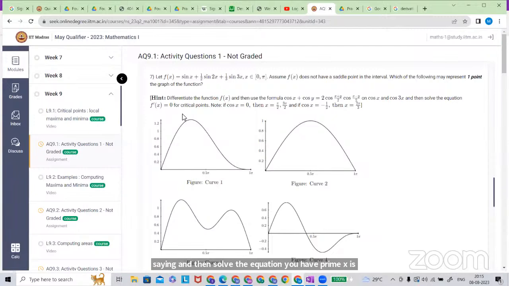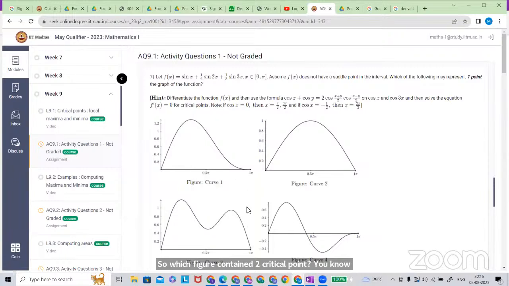Once you find the critical points, if cos x is equal to 0, then x is equal to pi by 2. The solution is given here: pi by 2 and 3 pi by 2. That means in this interval there are only 2 points where cos x is 0. So which figure contains 2 critical points? Can you tell me?